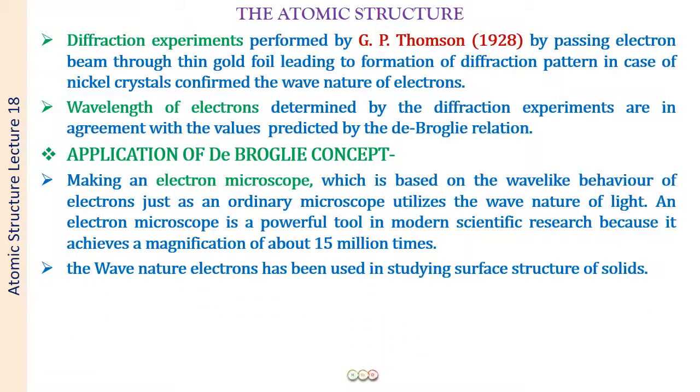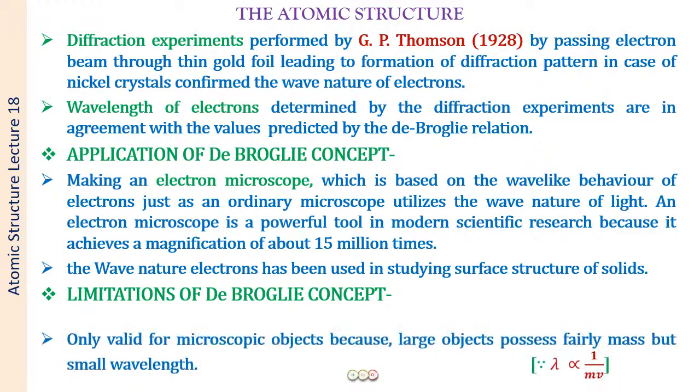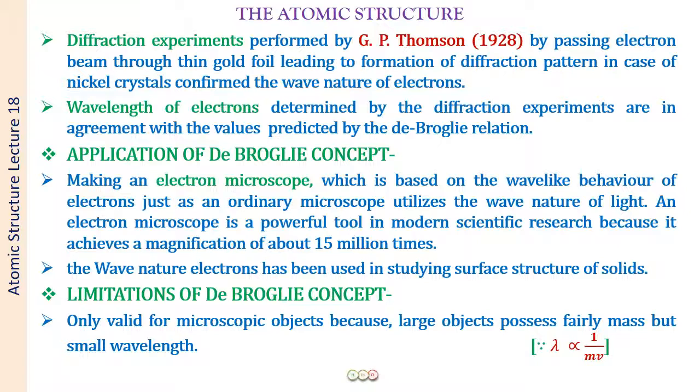The wave nature of the electron has also been used in studying the surface structure of solids. So hence the de Broglie concept became very important. But there was a limitation to the de Broglie concept, and you know all this now. Why? Because you remember I told you that it is only valid for microscopic objects. Because large objects have large masses and hence small wavelength, because lambda is inversely proportional to mass, right? So this is something important for you to remember, that the de Broglie concept is only valid for microscopic objects.